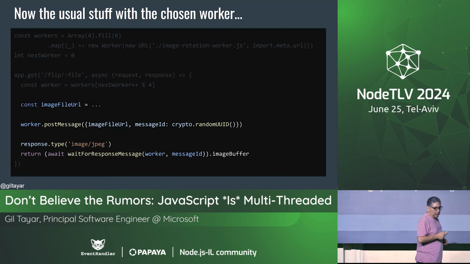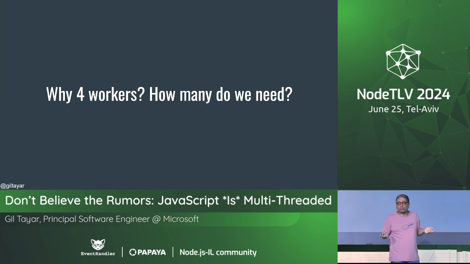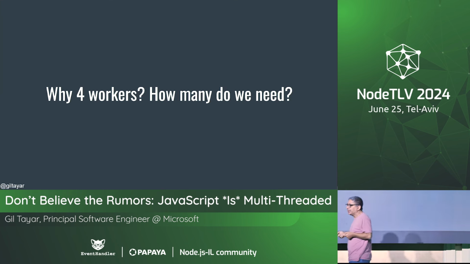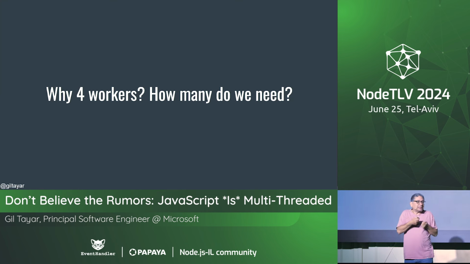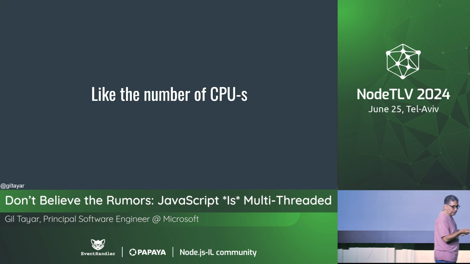Okay? Now, why 4 workers? Why not 10? Why not 20? How many workers do I need? It's pretty easy. If this is a CPU-intensive task, then you should have as many as the number of CPUs you have. How many CPUs do you have?